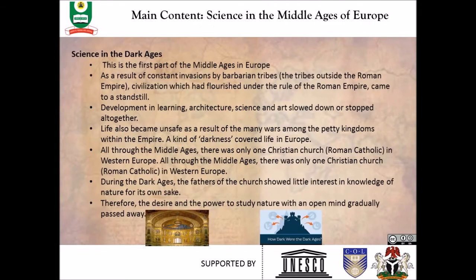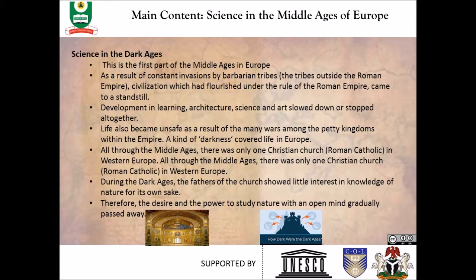Science in the Middle Ages of Europe. Science in the Dark Ages. This is the first part of the Middle Ages in Europe. As a result of constant invasions by barbarian tribes, that is, the tribes outside the Roman Empire, civilization, which had flourished under the rule of the Roman Empire, came to a standstill. Development in learning, architecture, science, and art also slowed down or stopped altogether.